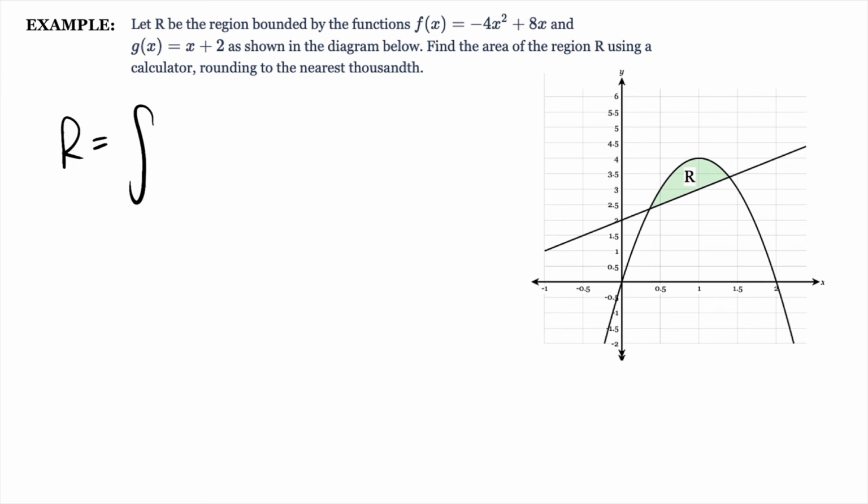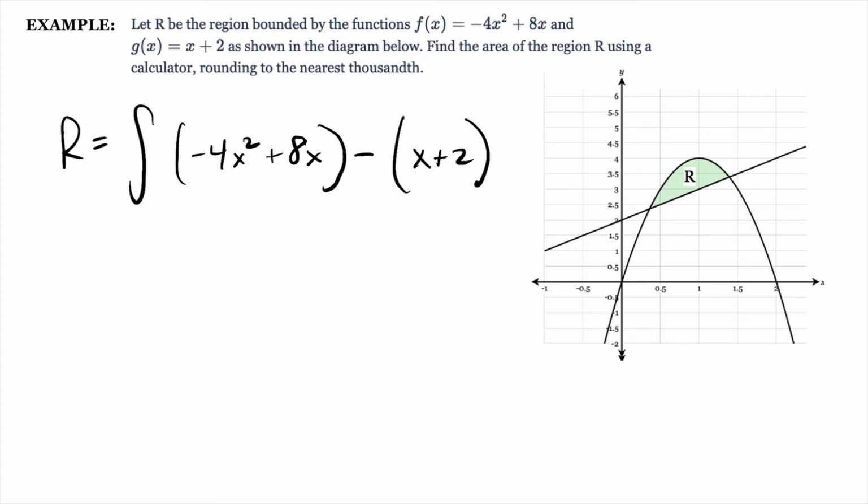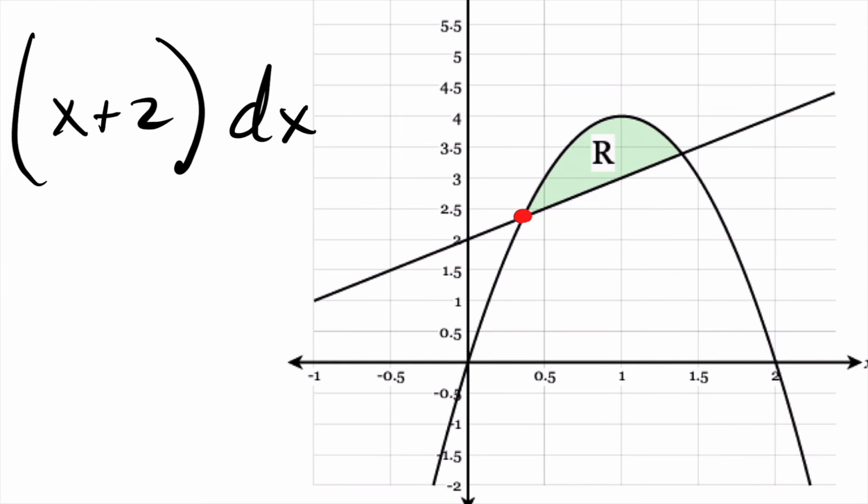So I should use R instead of A. So we're going to say top, negative 4x squared plus 8x, minus the bottom, dx. It's a calculator question, which is nice because we can just plug all that into the calculator. But we're missing the bounds. So the bounds of the green stuff are right there and right here.